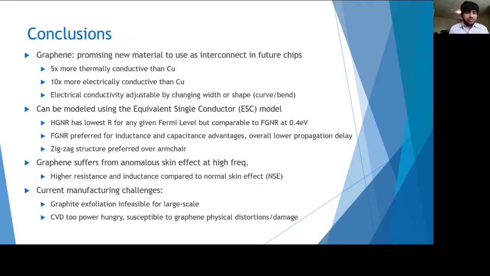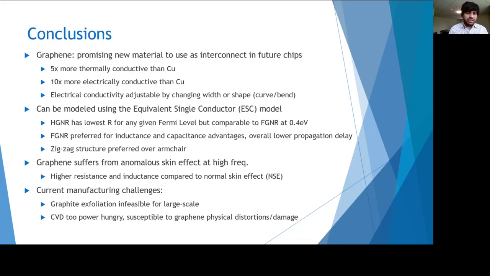So, conclusions: graphene is 5 times more thermally conductive than copper, 10 times more electrically conductive, and the electrical conductivity can be adjusted based on shape or width. The ESC model is one of the potential models for modeling graphene. HGNR has the lowest R, although that gets comparable to FGNR at 0.4 Fermi level. FGNR has better propagation delay, as well as inductance and capacitance. The zigzag structure is preferred over the armchair structure for FGNR, HGNR, VGNR, basically all the MLGNR structures, as well as single layer graphene structure.